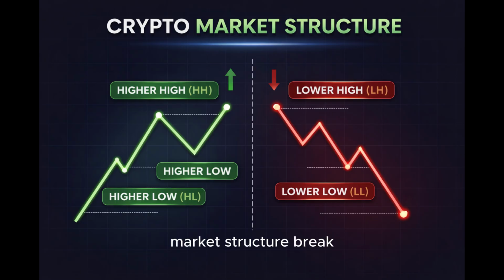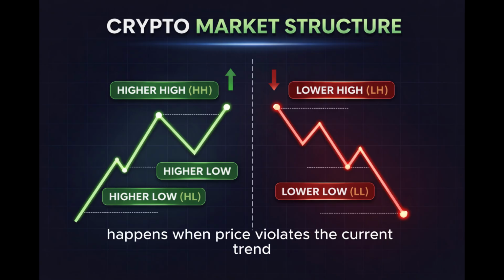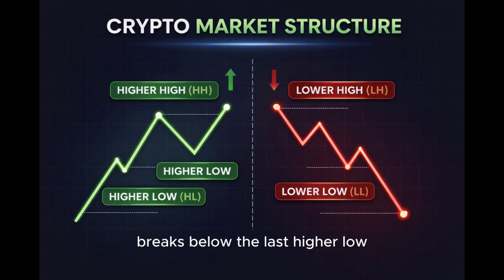Market structure break. Now, let's talk about something powerful. A structure break happens when price violates the current trend. Bullish to bearish: price fails to make a higher high, breaks below the last higher low, a possible trend reversal. Bearish to bullish: price fails to make a lower low, breaks above the last lower high.